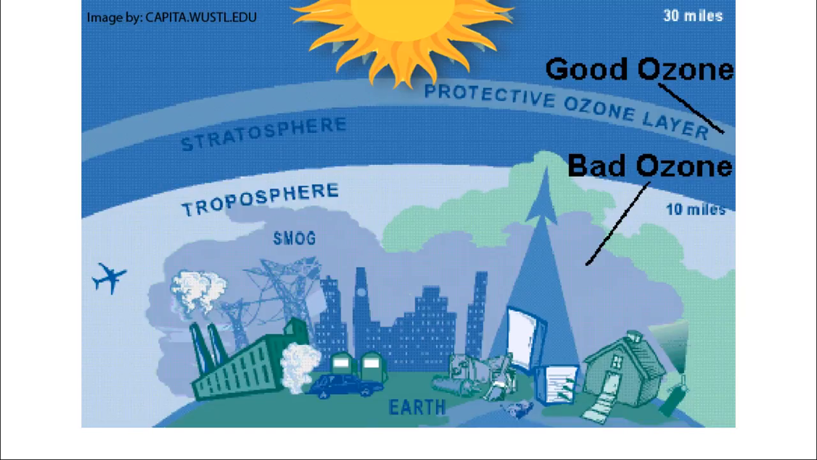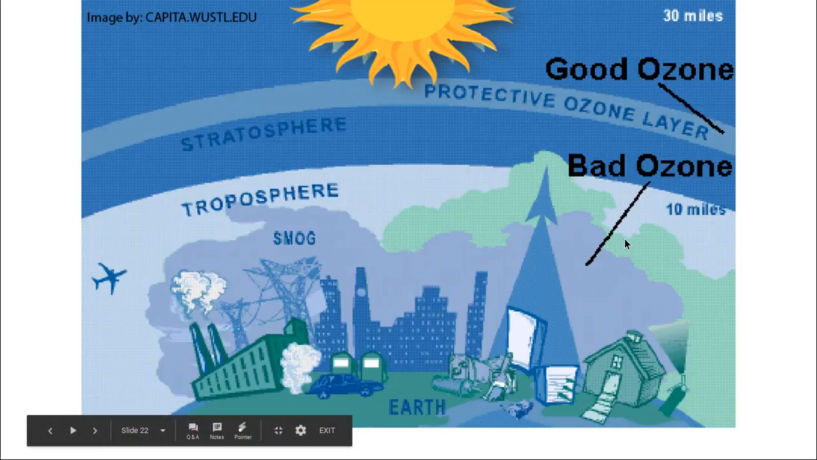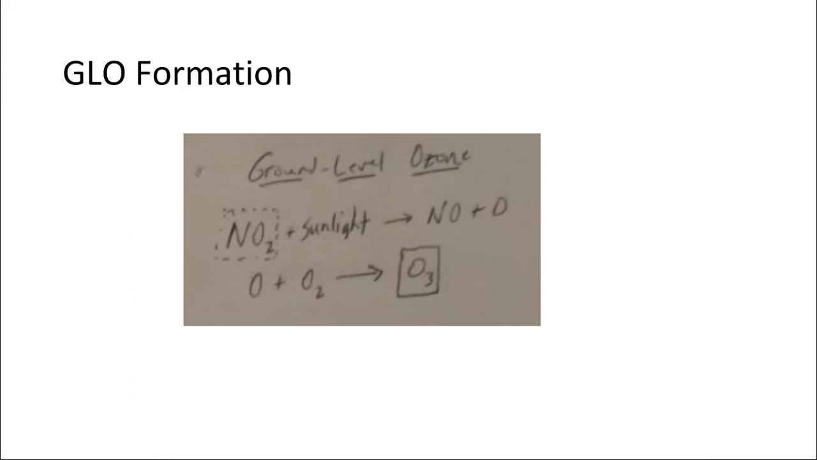Here's a simple figure of where the good ozone layer is, up in the stratosphere. But down here on Earth, where smog is formed and ozone is formed, it's not so good for us. Ground level ozone formation is this chemical formula right here. Nitrogen dioxide plus sunlight yields nitrogen oxide plus an oxygen, and that oxygen combines with another oxygen molecule in the atmosphere to create O3.